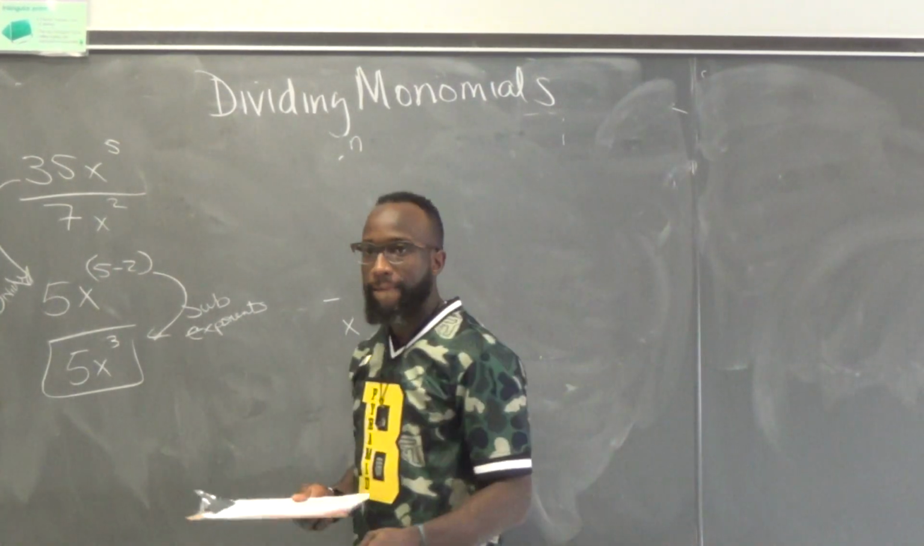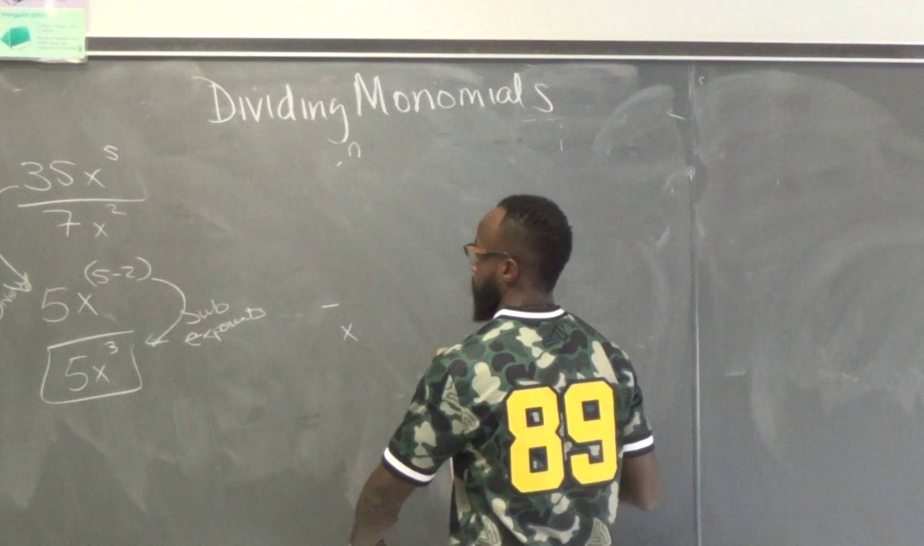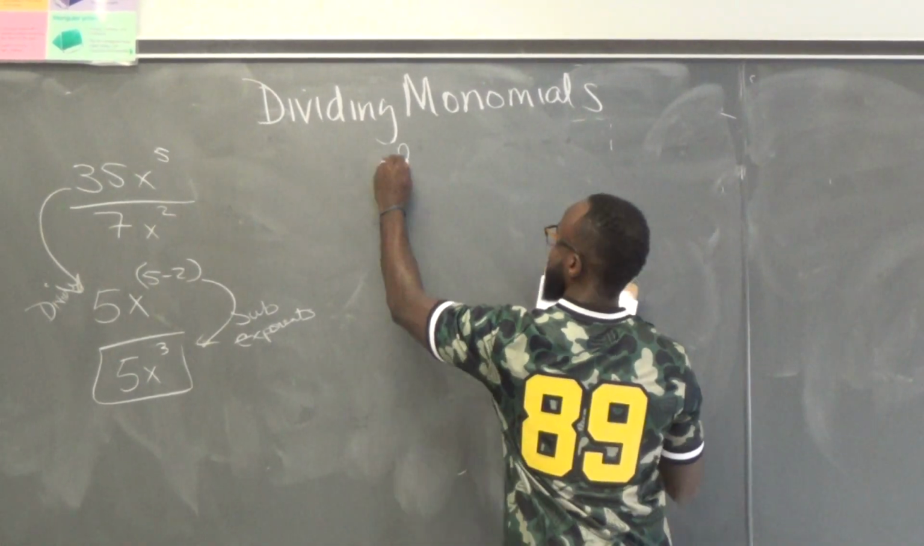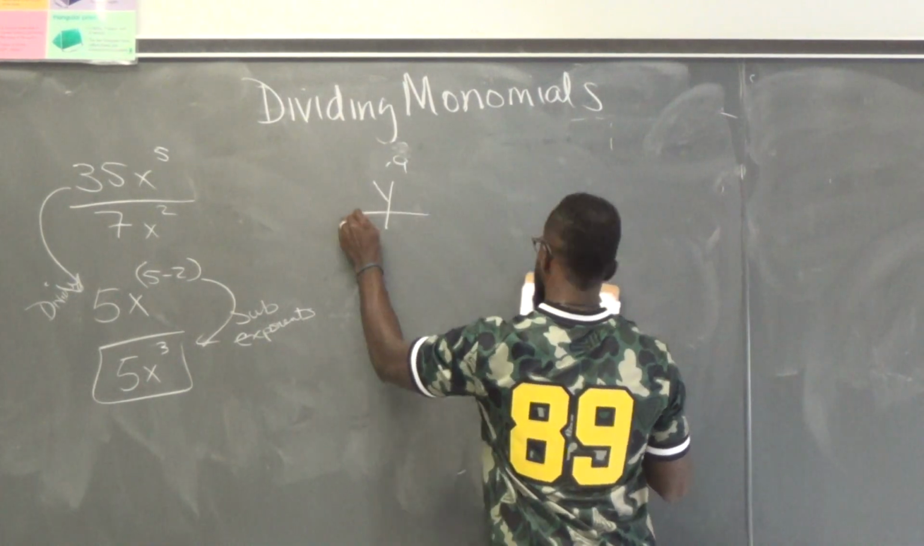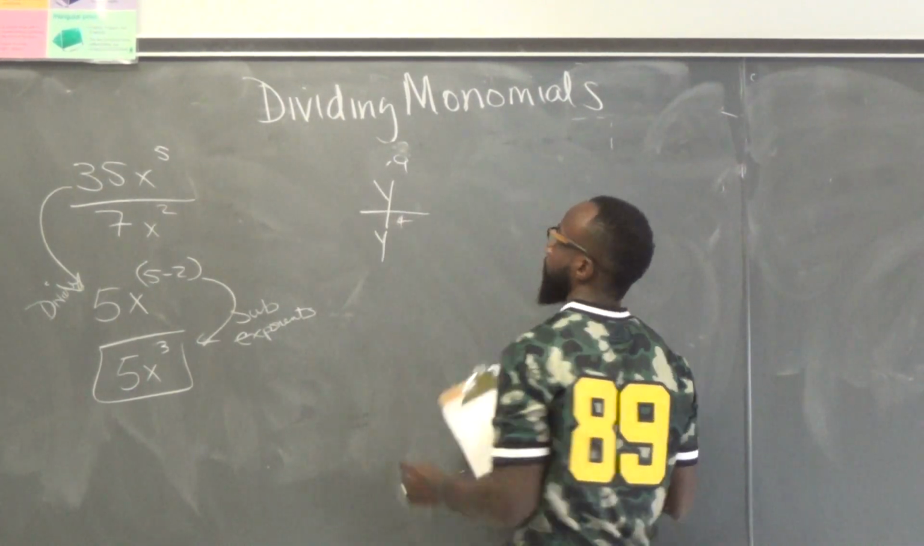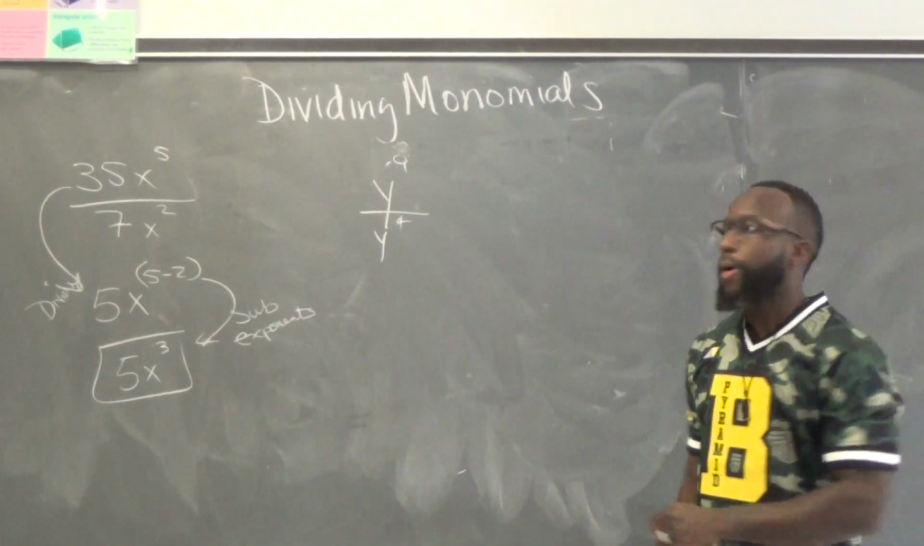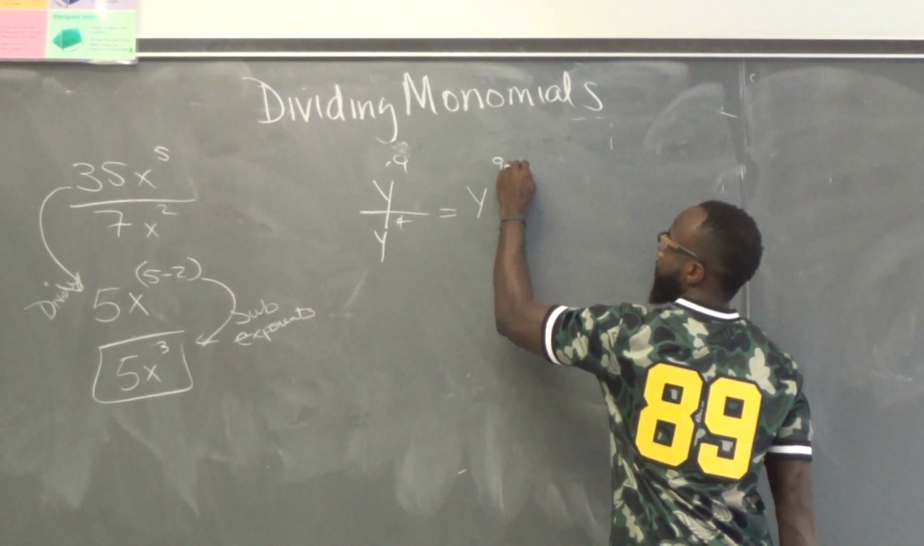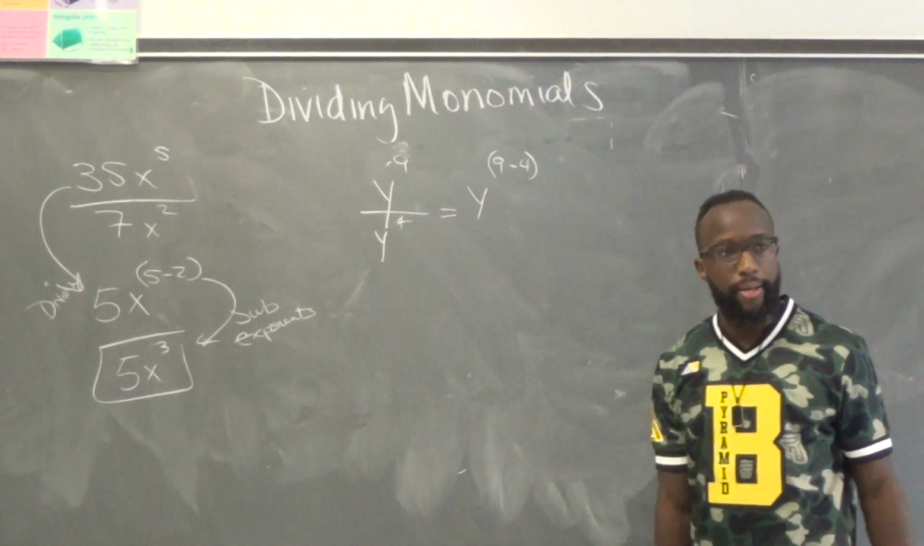Everybody good with that? Alright, let's do some problems then. Let's look at the first example. It's simple enough. You got y to the 9th power over y to the 4th power. Y to the 9th power over y to the 4th power is going to be y to the 9 minus 4 power.